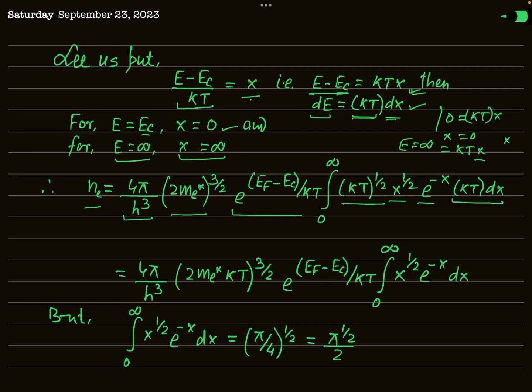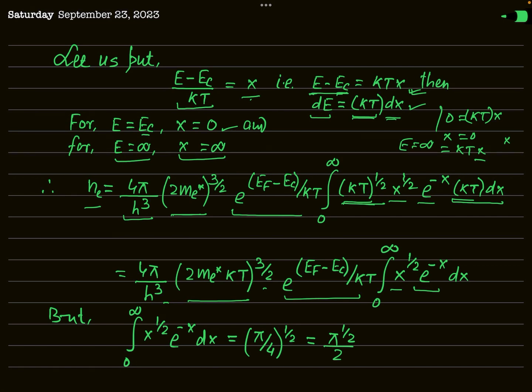Okay. Now you can see (KT) to the power half times KT, this will be (KT) to the power 3 by 2. And here (2 me star) also has power 3 by 2. So you can combine these two. So your result is 4 pi over h cube times (2 me star KT) to the power 3 by 2. Okay. And this exponential factor remains as it is, and inside the integral there is x to the power half times e to the power minus x dx.